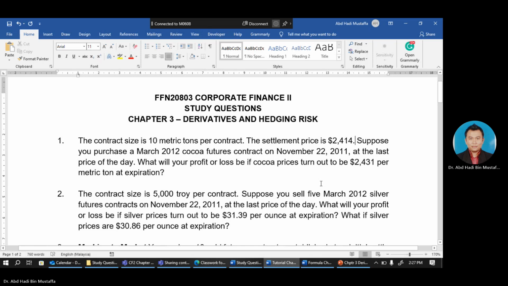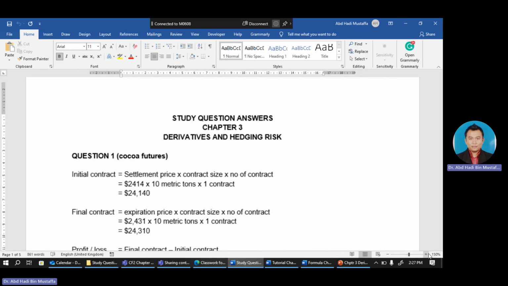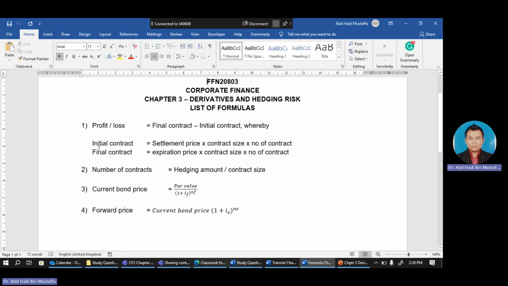Now soalan nombor 1, how to solve this one. First step ialah you kena kira. You can snap the picture, no problem, or I will share the answers with you. First thing first, you kena kira initial contract dulu. Using this formula: initial contract, final contract and profit and loss. You have to find the initial contract dulu. Kemudian you have to calculate the final contract. After that, final contract tolak initial contract. So this one.